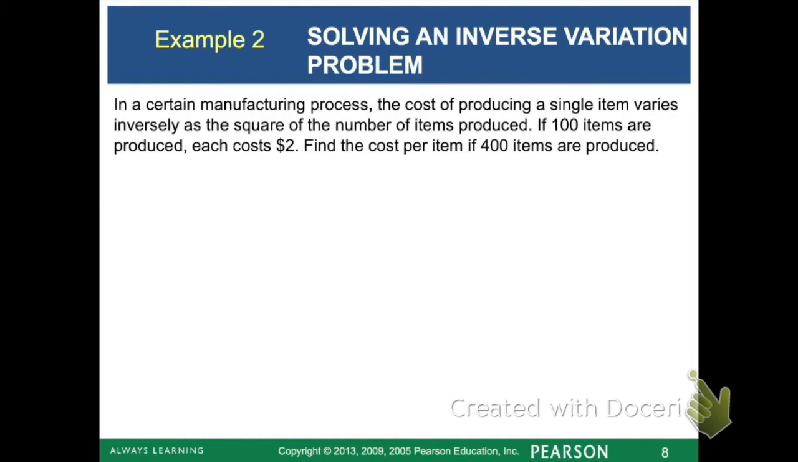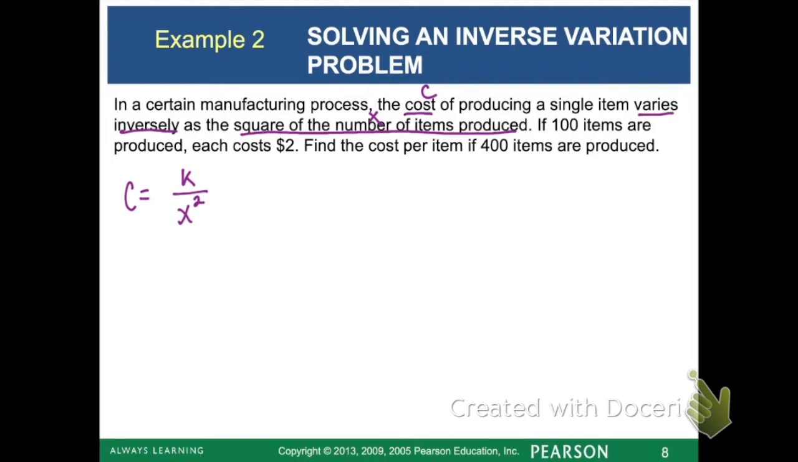Example 2. In a certain manufacturing process, the cost of producing a single item varies inversely as the square of the number of items produced. So that first sentence right there is going to give me my equation. So I let cost be the letter C, and number of items produced I wrote as X. The cost varies inversely, so I'm going to have K over X, because it says inversely, as the square of the number of items produced. So square is the same thing as an exponent of 2.